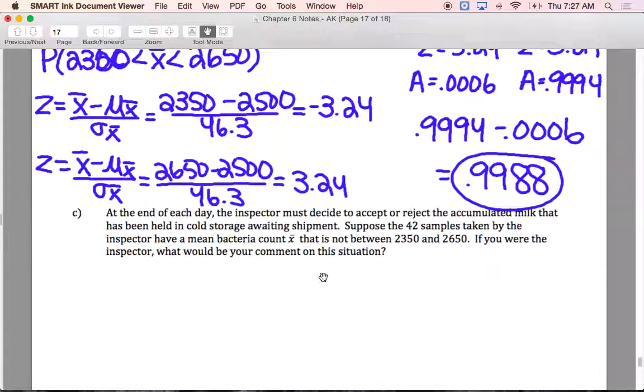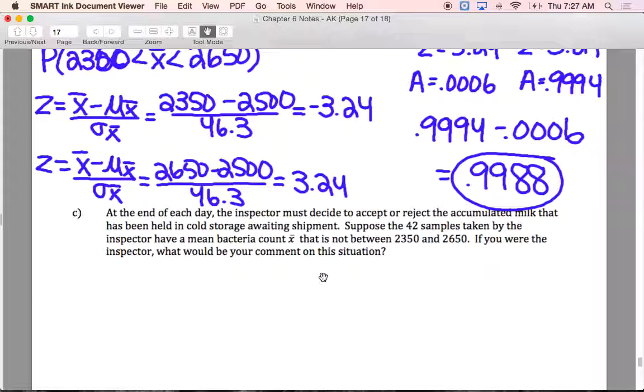So at the end of each day, the inspector must decide to accept or reject the accumulated milk that has been held in cold storage awaiting shipment. Suppose the 42 samples taken by the inspector have a mean bacteria count that is not between 2350 and 2650. If you were the inspector, what would be your comment on this situation?